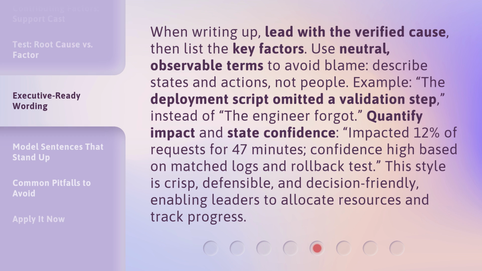When writing up, lead with the verified cause, then list the key factors. Use neutral, observable terms to avoid blame. Describe states and actions, not people. Example: the deployment script omitted a validation step. Instead of, the engineer forgot.